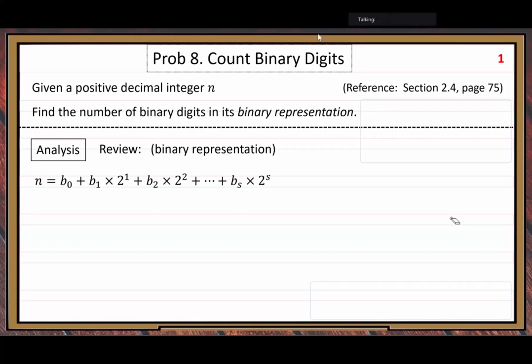And we need to assume the most significant bit, b sub s, is not equal to 0. Otherwise, we can remove this term, right? If b sub s equals 0, we can remove this term to simplify it. So we can assume that.